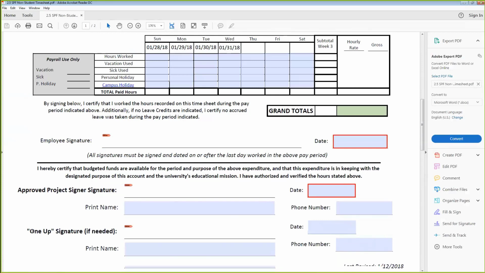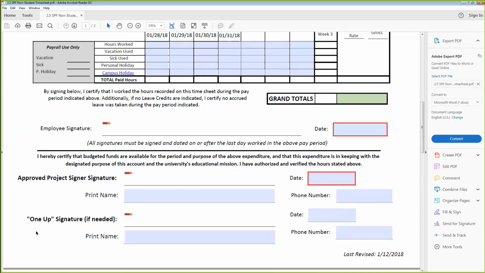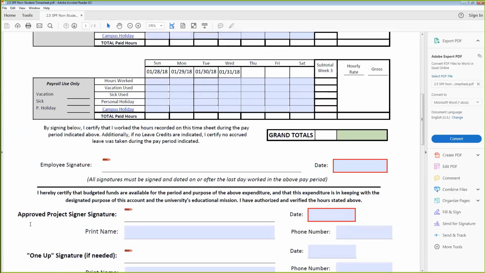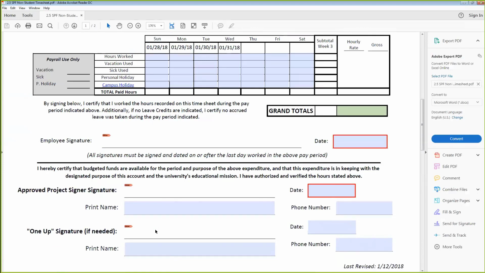However, if this was Kristen Johnson, who's the principal investigator for the SBDC grant, this was her time card, she could sign as the employee, she could sign as the project signer, but she would need a one-up who would be the executive director, Steve Karp, her boss, because she can't sign for her own paycheck, basically. She needs to have someone else also verify this.